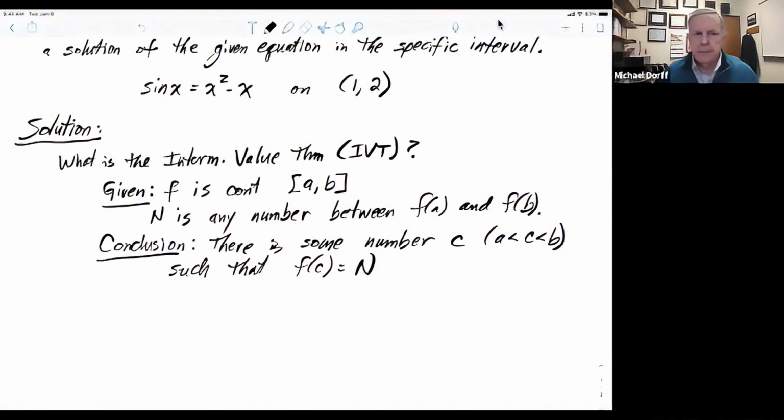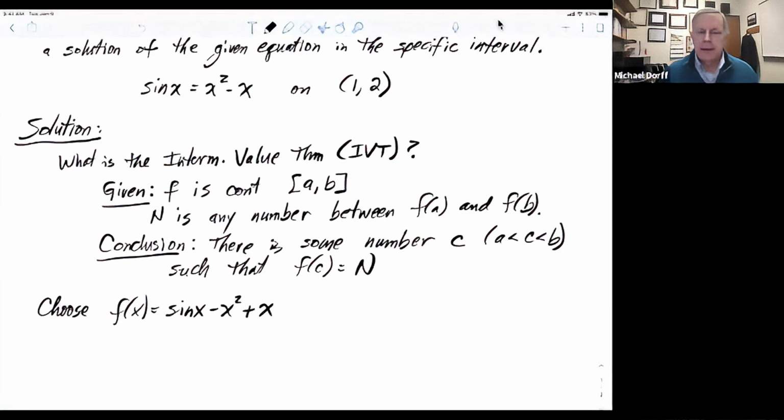So in solving this problem, the first thing I need to do is have a function f. And they don't tell you what f is here, so we're going to have to create an f. What I'm going to do is choose f of x to equal sine x minus x squared plus x. I took my equation sine x equals x squared minus x, and I brought everything over to the left-hand side. Now I'm going to show that there is a solution to this where f equals 0.